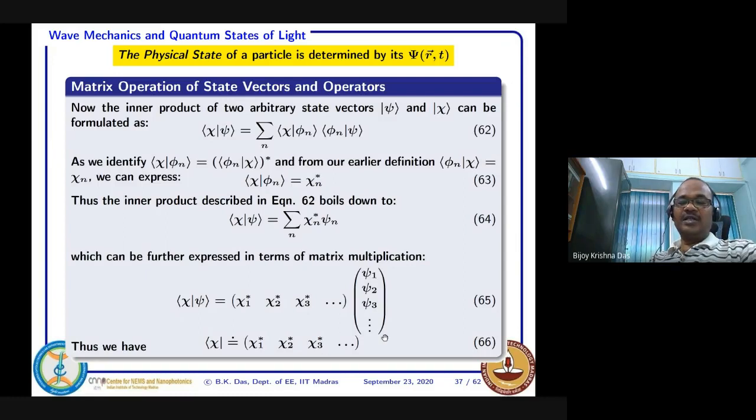Is this clear up to this point? Do you have any questions? All are clear, right? Anyone having any question up to this point? No. So then we proceed. This is straightforward. I think it's not so difficult to understand.